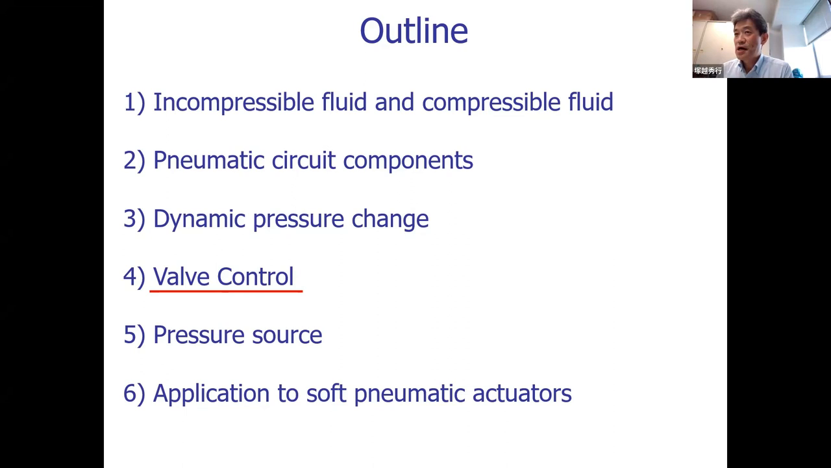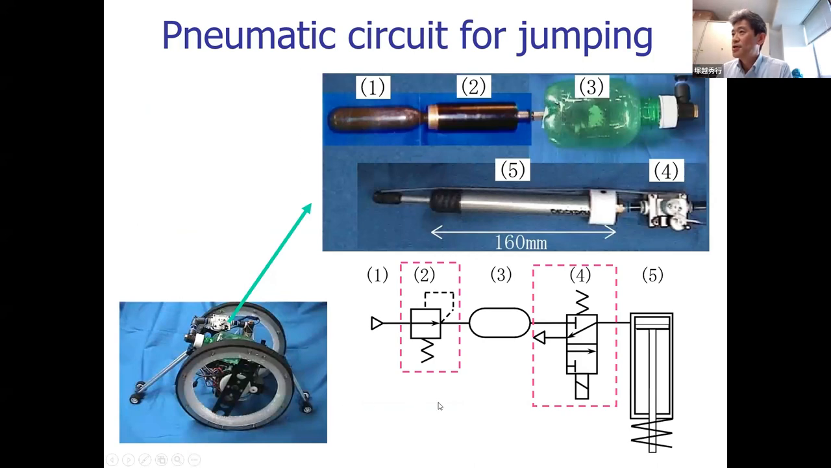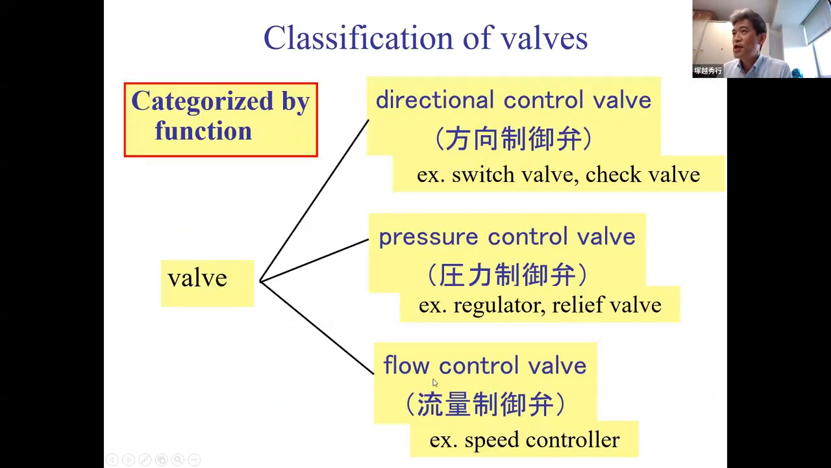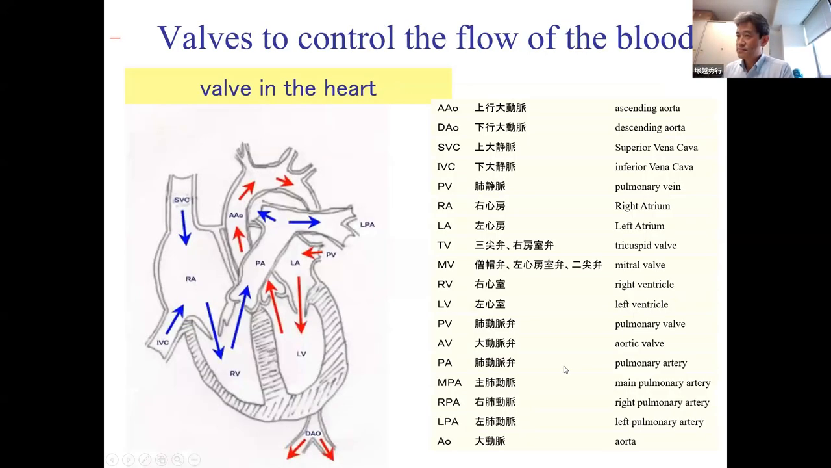Okay, so next, I'm going to show you the valve control. In the case of the jumping robot, there are two valves. And if you categorize all the valves for pneumatics, you can classify them into the following three roles. One is a directional control valve. The second one is a pressure control valve. And the third is a flow control valve.